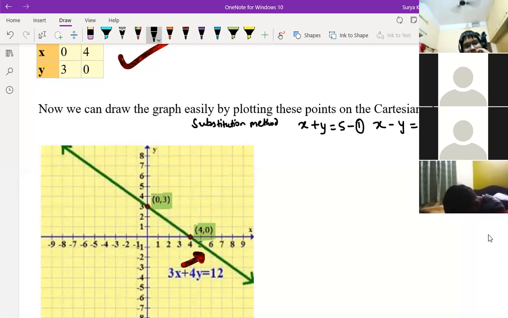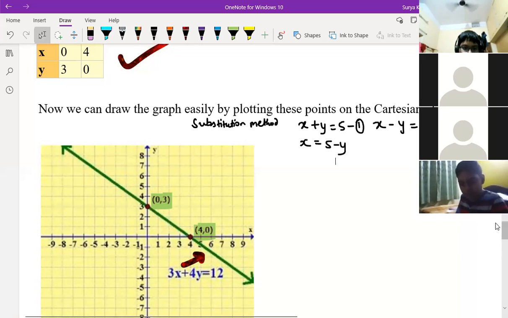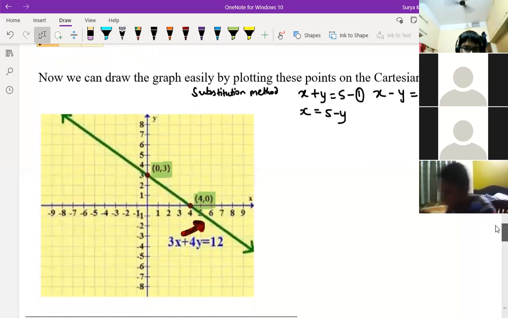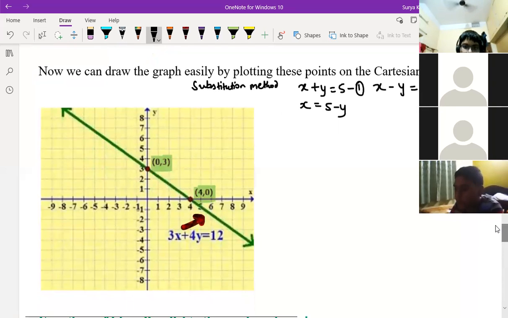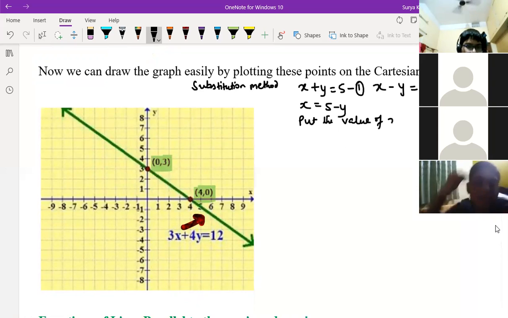So from the first equation, can we write x is equal to 5 minus y, children? Yes, sir. From the first equation we can write x is equal to 5 minus y. Now we put the value of x in equation second. Don't put it in the same equation, put it in equation second. Is it clear till here?